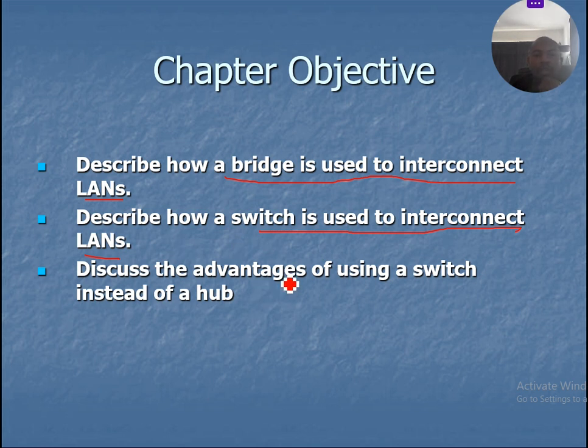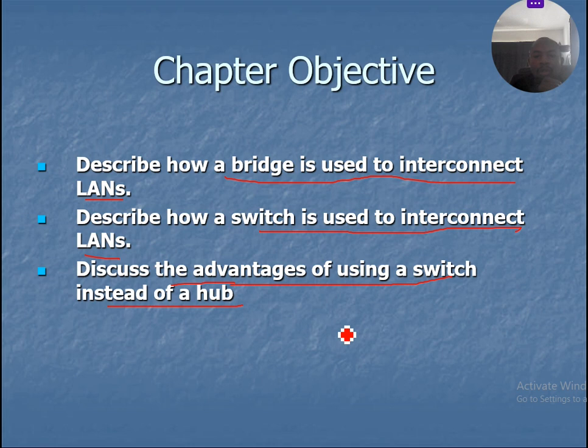The third objective that we'll be looking at is to discuss the advantages of using a switch instead of a hub. What are the benefits of using a switch instead of using a hub? So that's what we'll be discussing as our third objective. Okay?